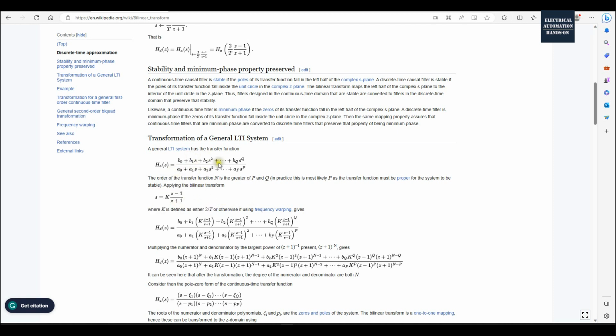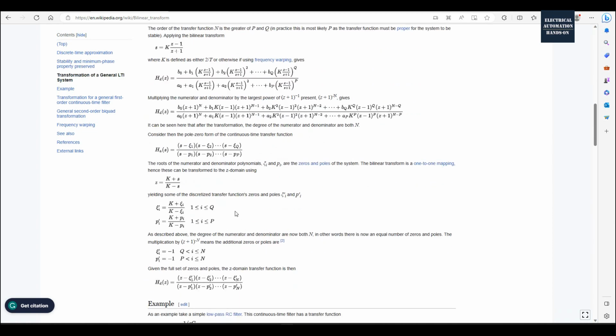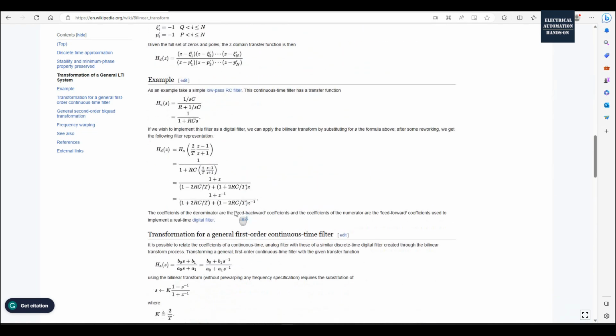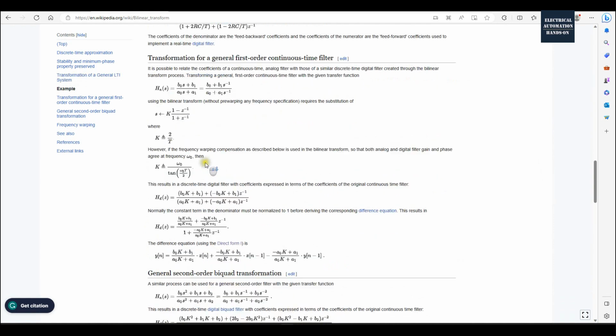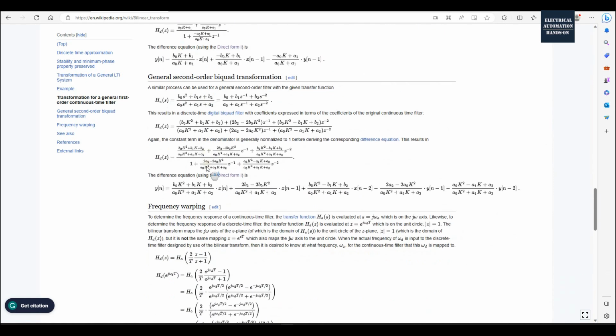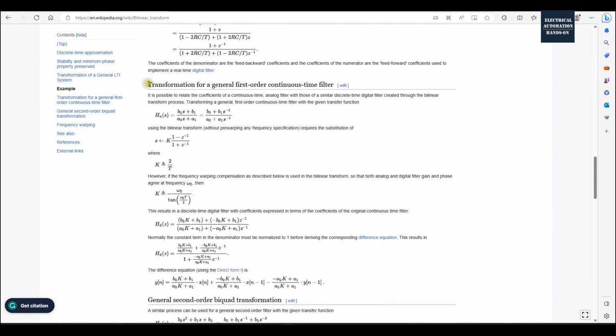If you have an S domain transfer function, you can substitute this equation into it. Then you can see your equation will be converted to the Z domain. This method is the so-called Tustin transform. Then if you scroll down, I really like this Wikipedia page. It comes with some examples, and more importantly, I think what is very useful is here: the transform for a general first order continuous time filter.